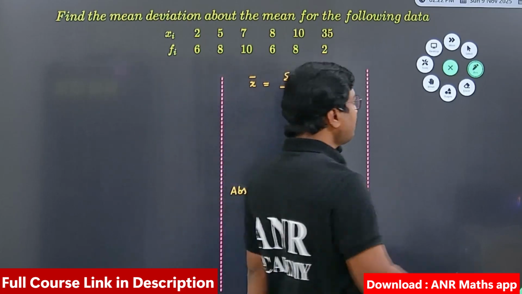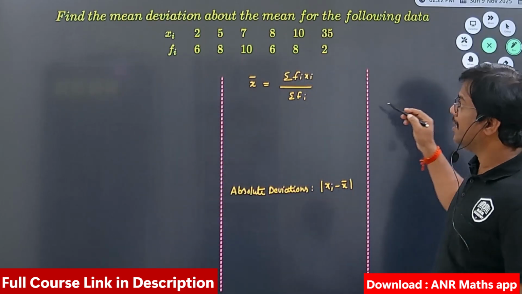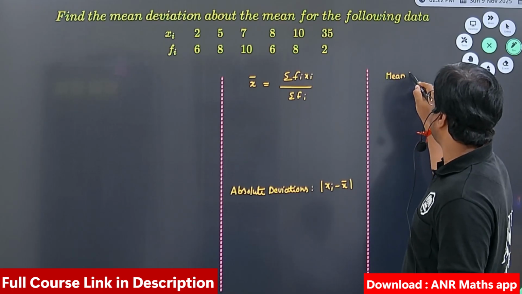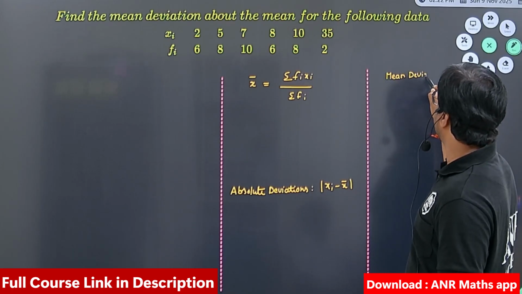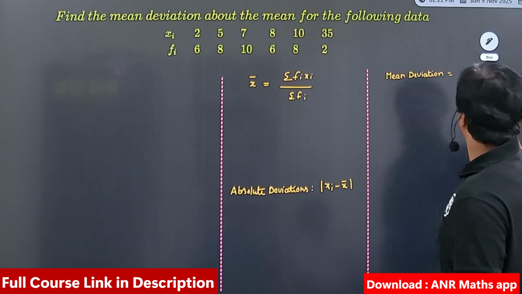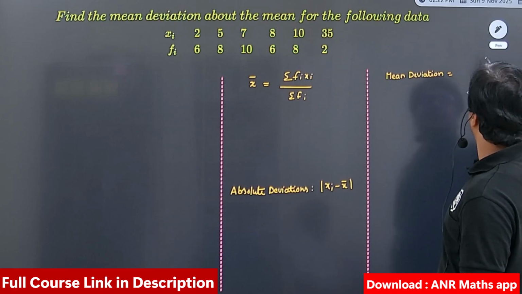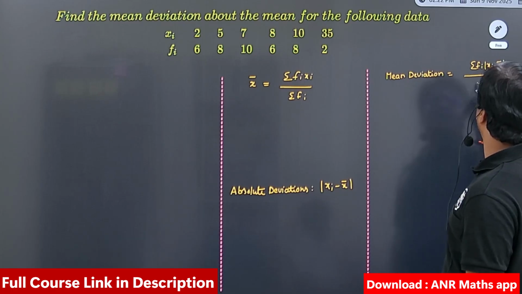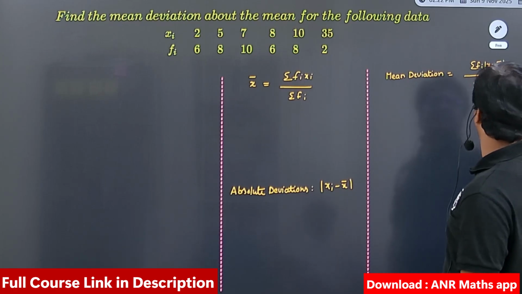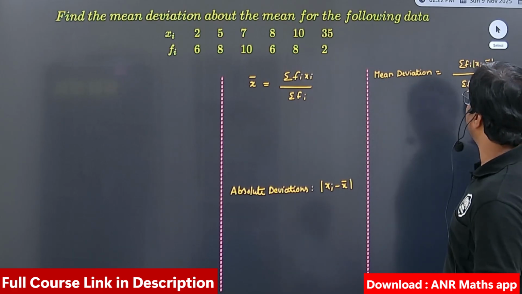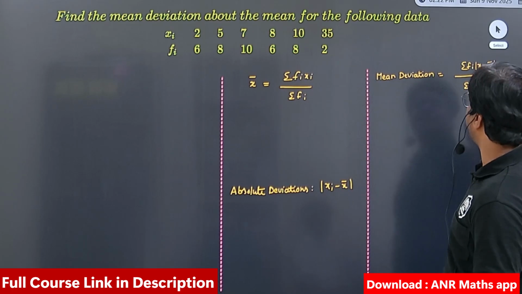Next, we need to write the mean deviation formula, and you know that mean deviation is defined by summation fi mod xi minus x bar whole divided by summation fi. Yes, this is the formula for mean deviation.